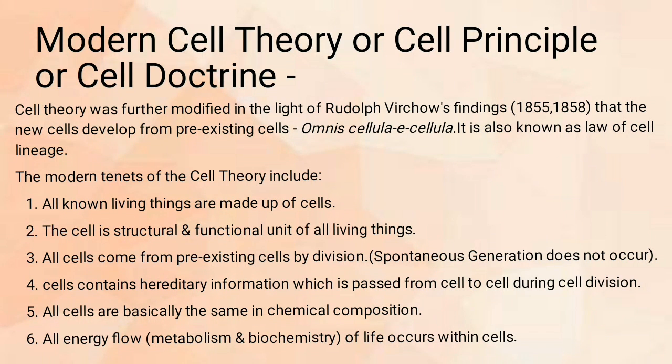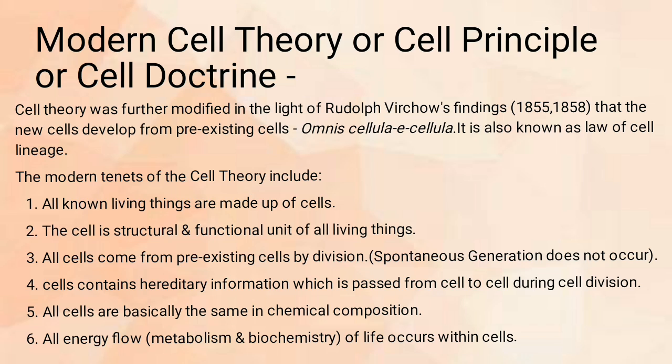Modern cell theory. It is also called cell principle or cell doctrine. Cell theory was further modified in the light of Virchow's finding that new cells develop from pre-existing cells. It is also known as the law of cell lineage. This was further confirmed by the finding of Louis Pasteur that life originates from pre-existing life.